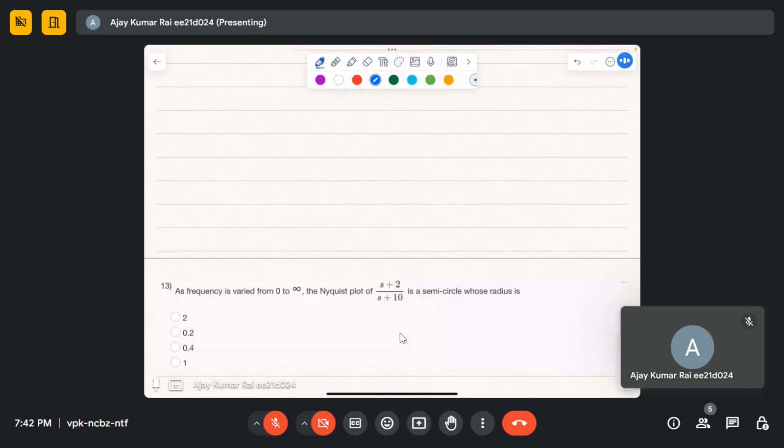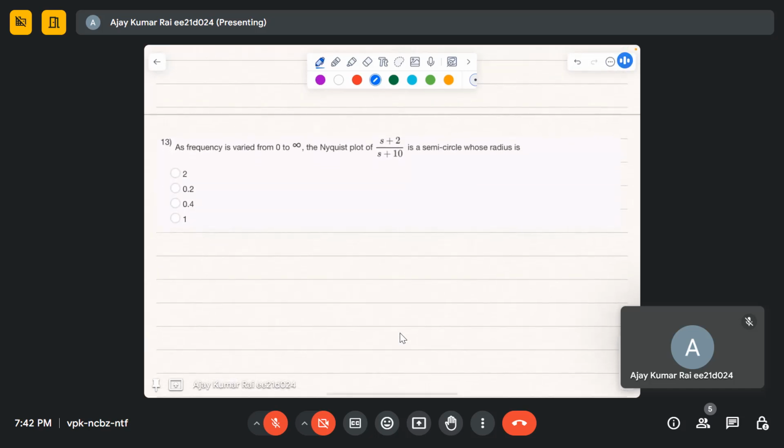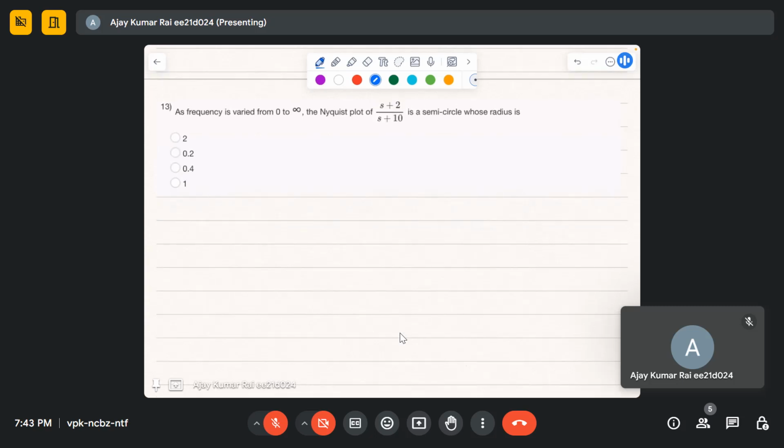Okay, so let's go to the next question. As frequency is varied from 0 to infinity, the Nyquist plot of this is a semicircle with radius 1. So we have already seen the Nyquist plot for this type of transfer function. So let's again do it. Same thing we will do. What we have to find out? Radius we have to find out.